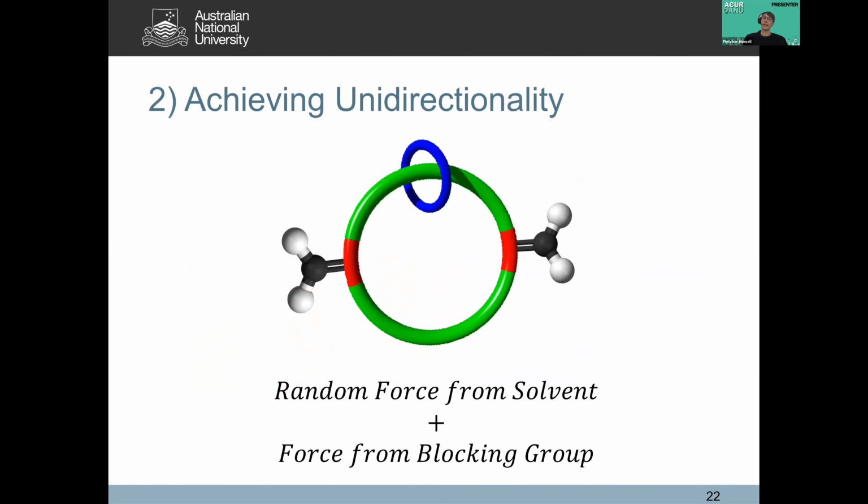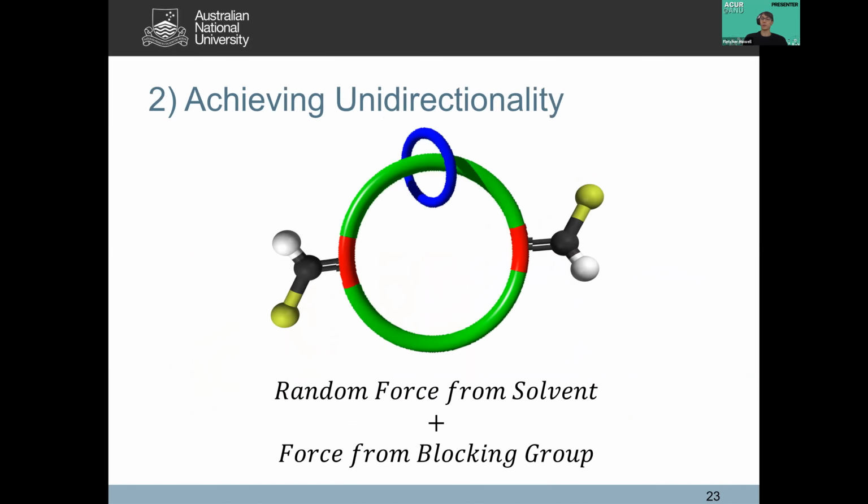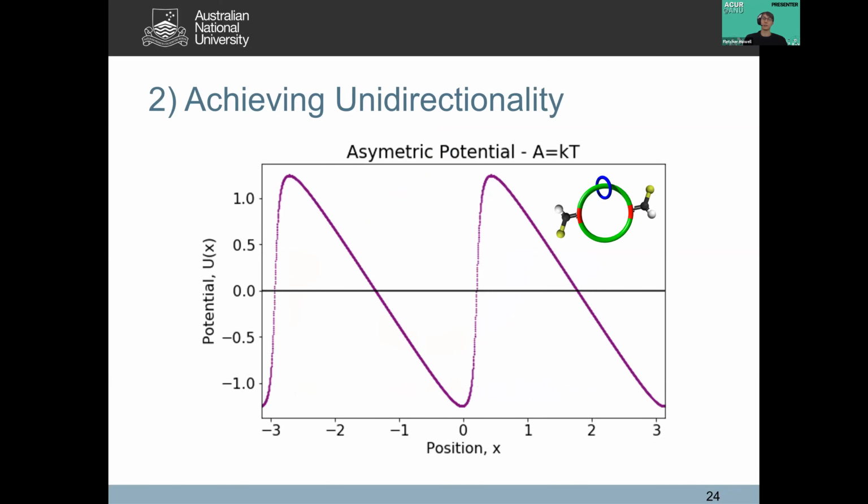So to try and get this motion to be directed, we can play with this secondary force. We can change the chemistry of our blocking groups. And the simplest way to do that is to make them asymmetric. And after fiddling around, we found that the best way to get this minor ring to move in one direction is to produce a sort of potential landscape that looks like this. So if you get bumped by a water molecule and move to the left, it's like climbing up a gradual slope.